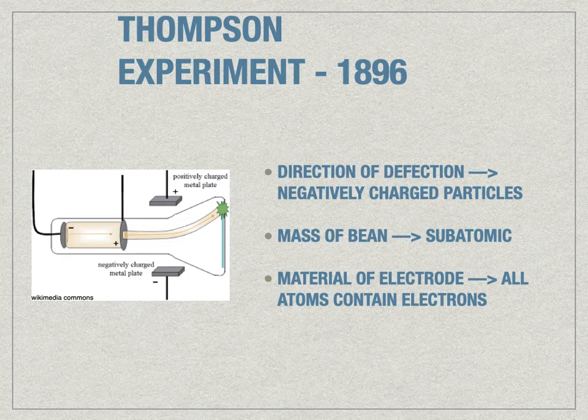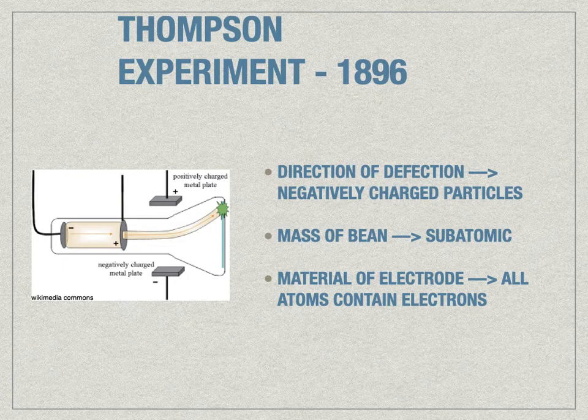Particles because their momentum is changing, which means they have to have mass. We can figure out the mass of the beam, not the bean. Should say beam there. That's a typo on my part. We can figure out the mass of the beam by how much it bends when a certain electric current is run through the positive plate. And what we find is that mass is more than 1,000 times smaller than the smallest atom that we're aware of at the time, hydrogen, which means we're dealing with particles on the subatomic level, something smaller than an atom.